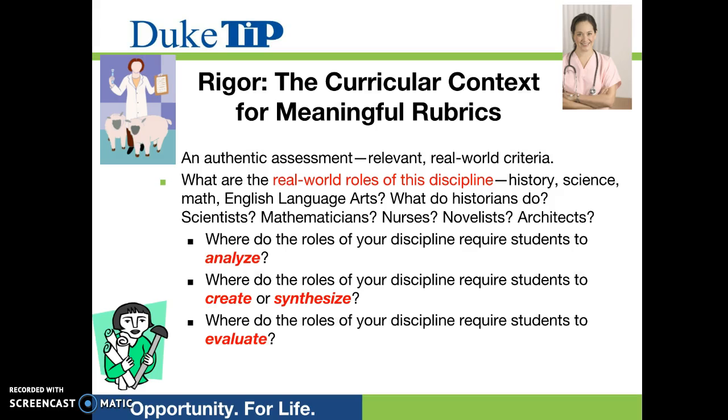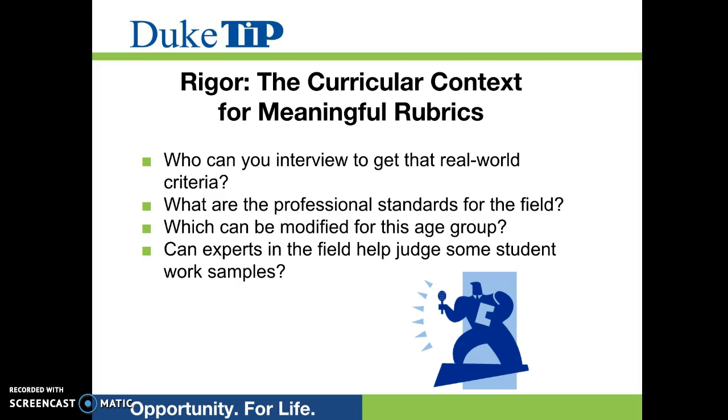So Rigor, let's go back to that now. Rigor is based on a number of things, but in particular, real-world roles of the discipline. How do the professionals in the discipline that you teach analyze, create, synthesize, and evaluate? All those higher levels of Bloom's taxonomy. How can the performance task you're asking students to do mimic some of that and give them a chance to take a crack at that role?